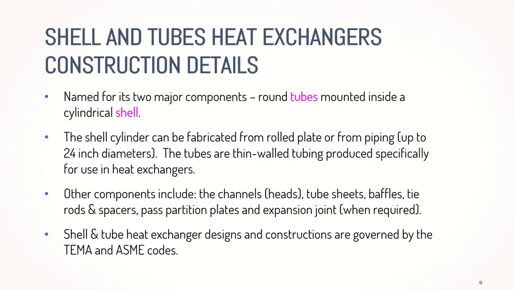Now, why do we call it shell and tube heat exchanger? The reason is because it's named for its two major components, which are the round tubes mounted inside a cylindrical shell, and the shell cylinders can be fabricated from roll plate or piping. But piping only if the diameter of that shell is less than 24 inch. So if it's more than 24 inch, we cannot find the suitable piping. So we have to fabricate it from a roll plate.